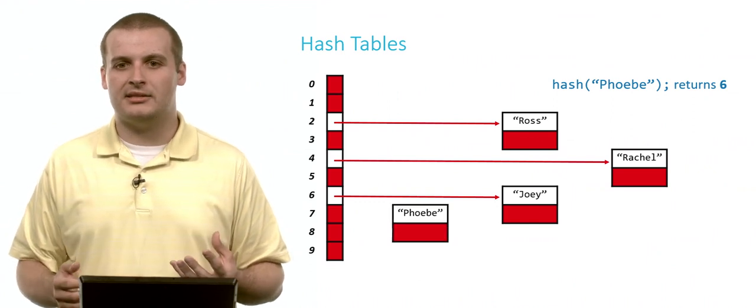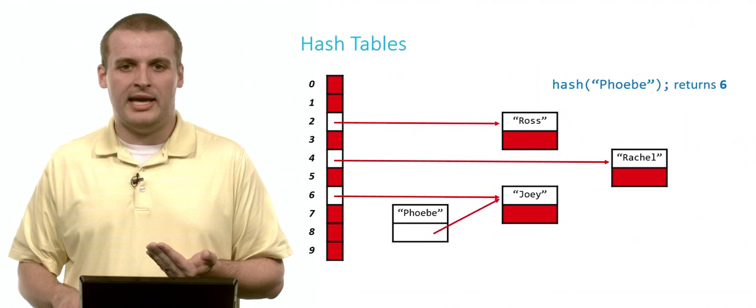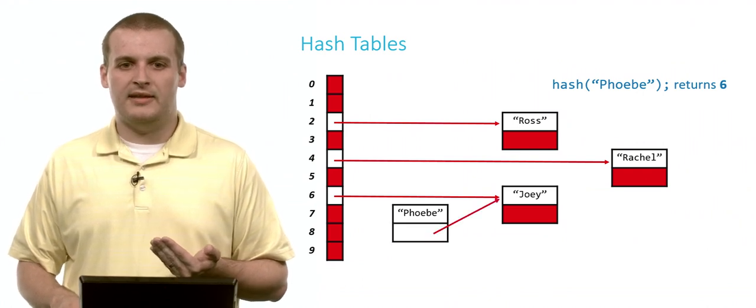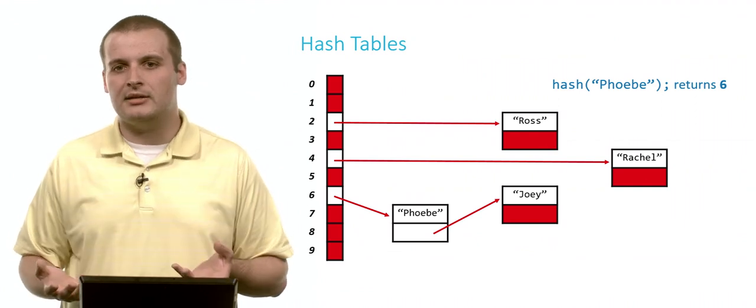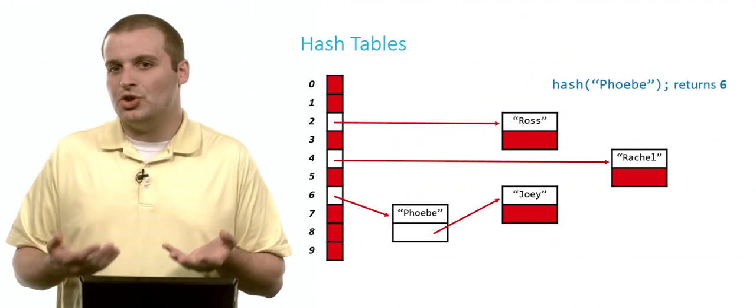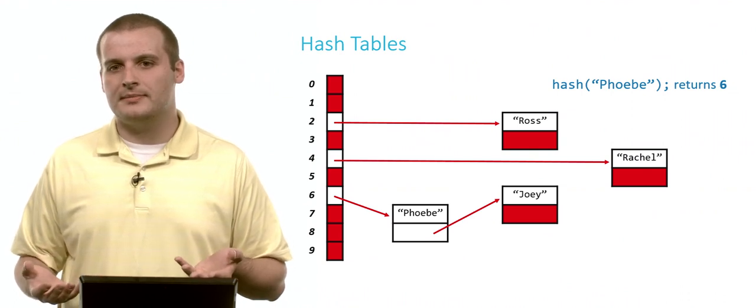Let's just malloc space for Phoebe. We'll say Phoebe's next pointer points to the old head of the linked list. And then 6 just points to the new head of the linked list. And now, look, we've chained Phoebe in. We can now store 2 elements with hash code 6. And we didn't have any problems. That's pretty much all there is to chaining.